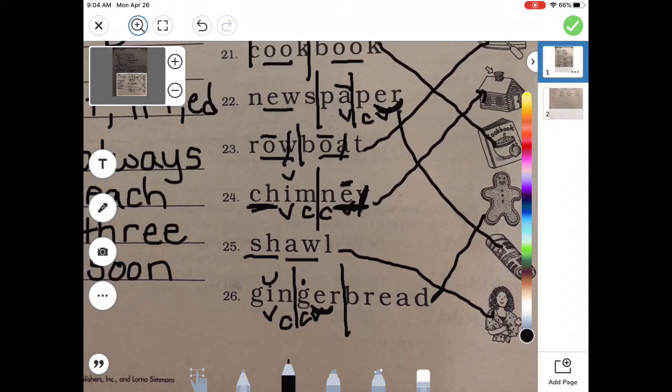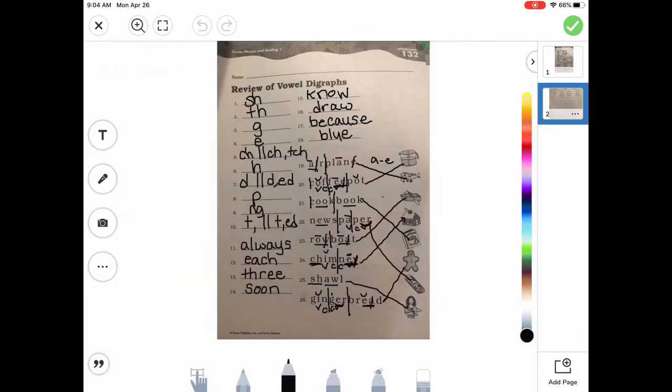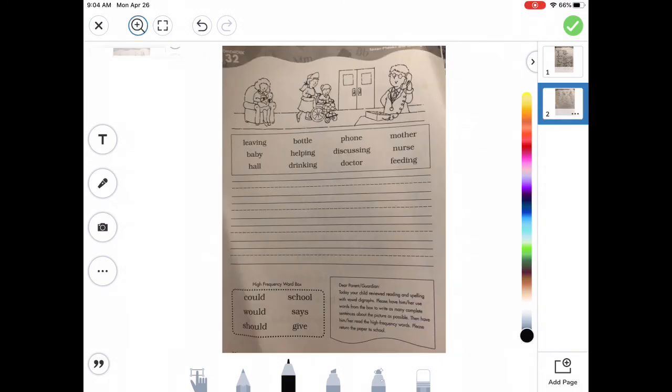Ginger, and then over here, I've got EA. Well, I know what the word is. I know it's bread, but if I didn't, I could try the different EAs for sounds. But bread is going to be short E, silent A. So gingerbread. Very good. All right, on the back.